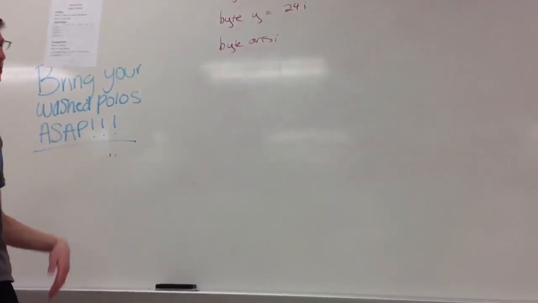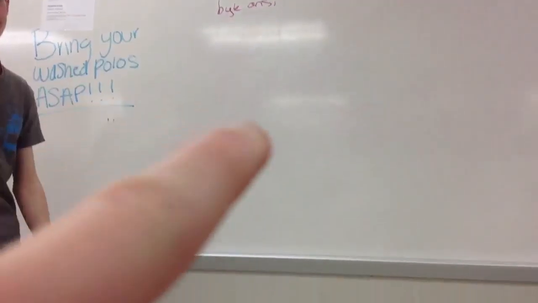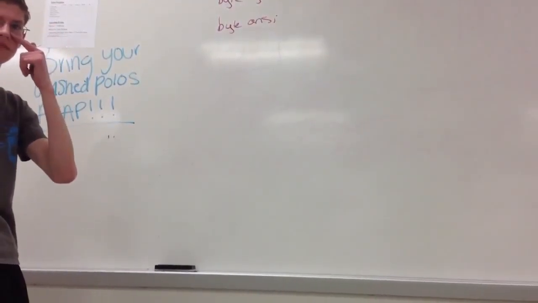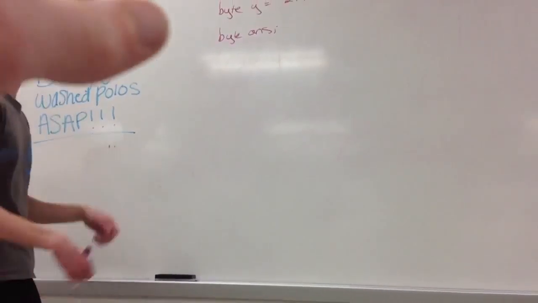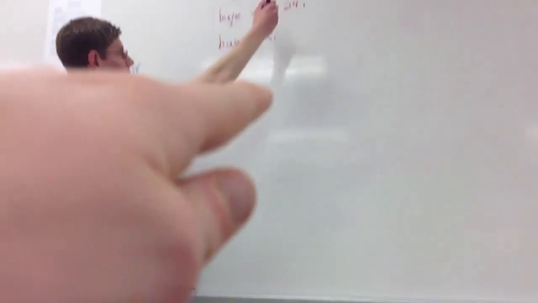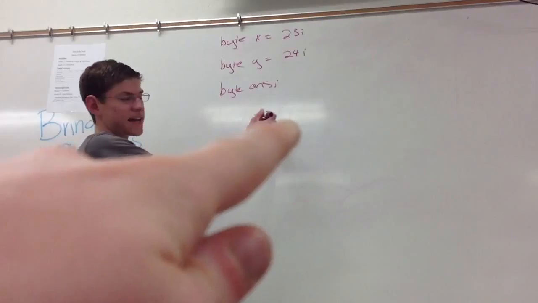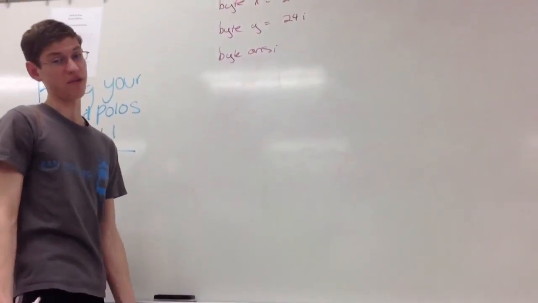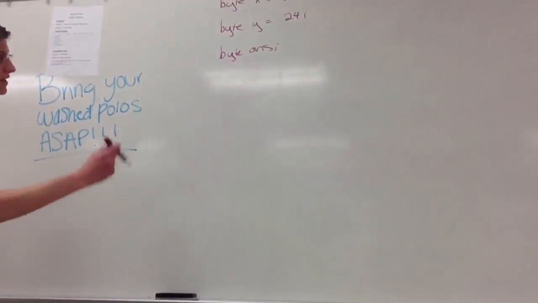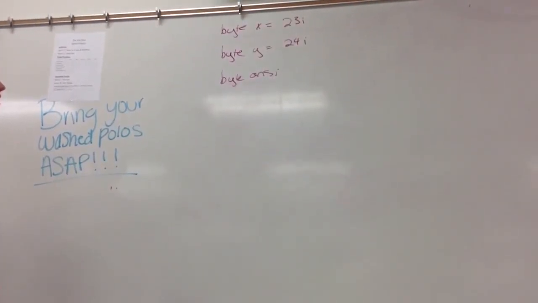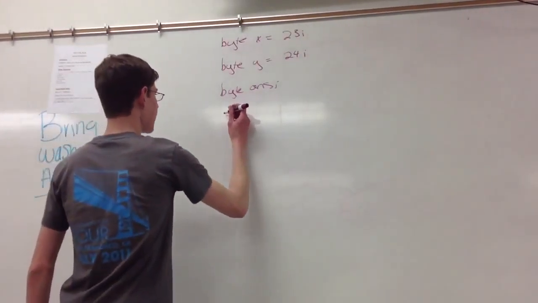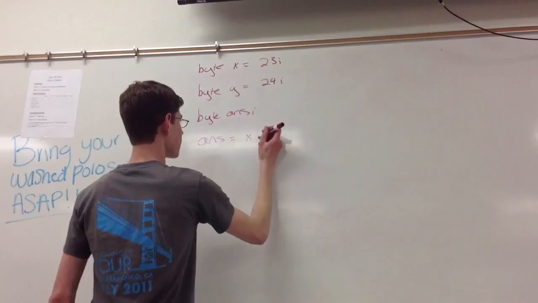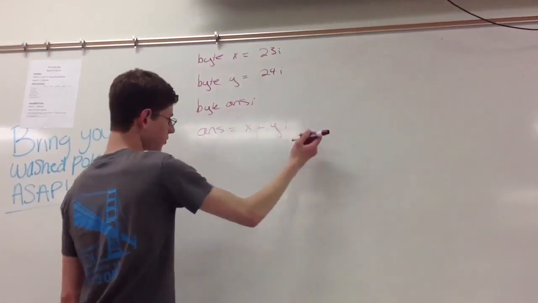Byte x is 23, byte y is 24. This is byte ANS. This is just what I chose to be the name of my variable. And we did not assign it a value yet. So let's do that. Let's say ANS is equal to x plus y semicolon.